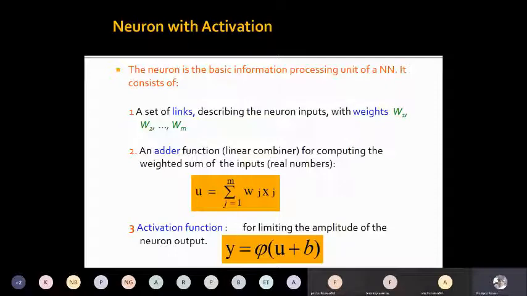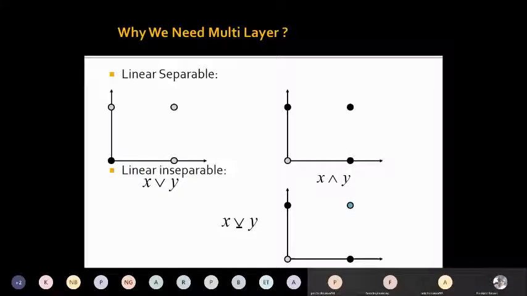So next we will talk about a concept called activation. The activation function limits the amplitude of the neural output, and the adder function is just multiplying the weight with the input. So then why do we need a neural network?